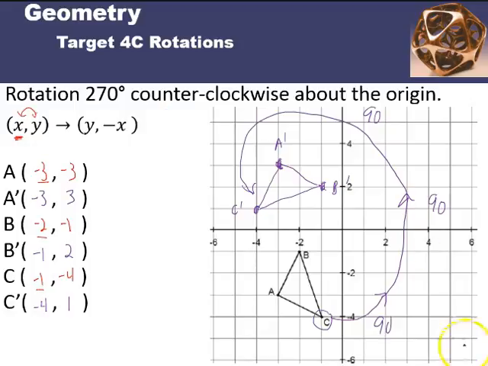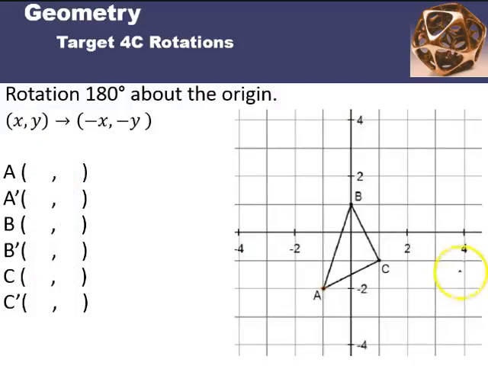All right. So for this one, we're doing 180 about the origin. So again, we have to find the coordinates for the points. So A is the point -1, -2. B is the point 0, 1. And C is the point 1, -1. Now for this rule, they don't change places. They just both change signs.